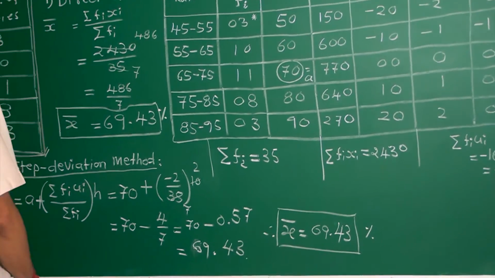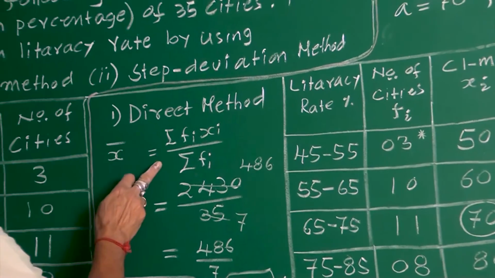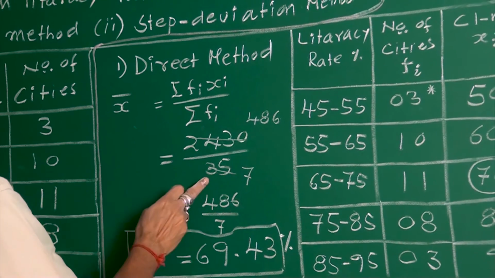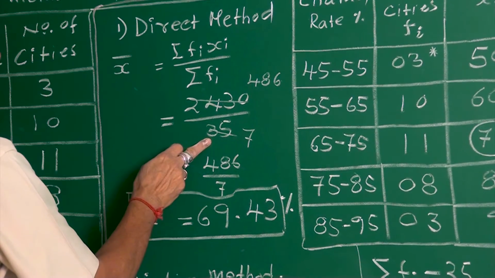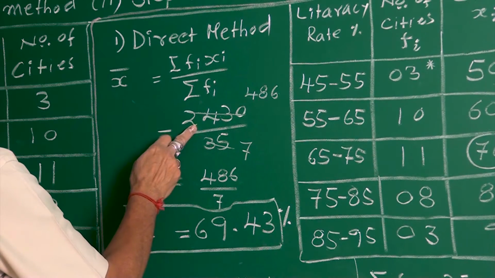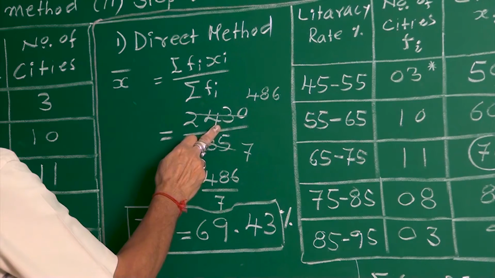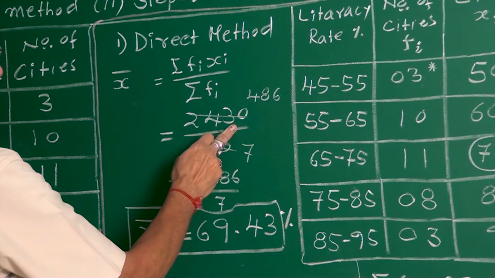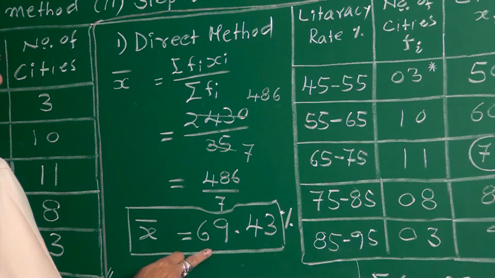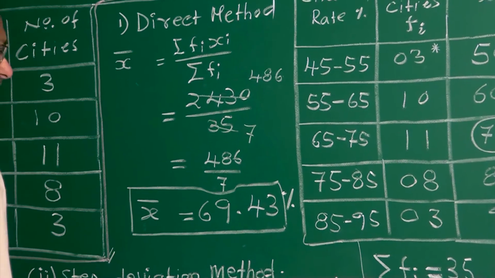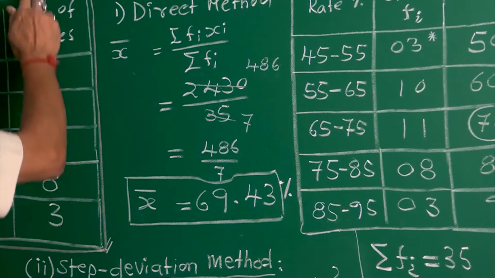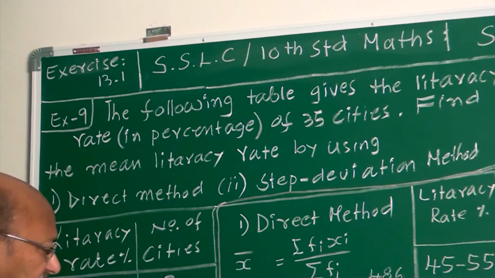Then use the formula. First one, direct method. This is the formula to find the mean. Substitute the values. Simplify. It cancels with 5. 5 into 7 is 35. And 24, 4 means 20. 43, 8 means 40. 5 into 6 is 30. So it is 486 upon 7. If you divide, you get 69.43 percentage. That is the mean literacy rate.